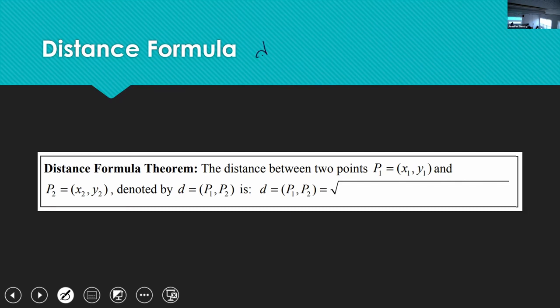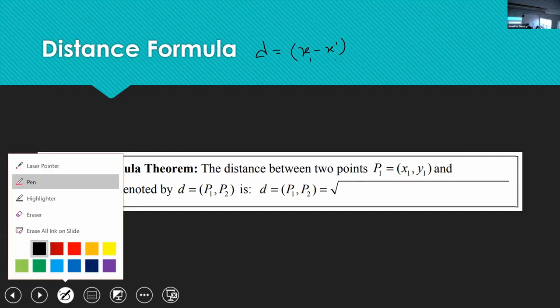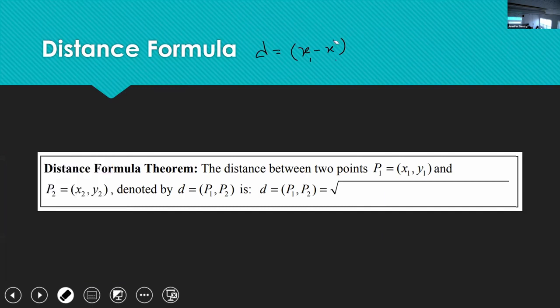Under the radical, X minus X quantity squared, right? Because that's that X distance. What did we add to it? Plus Y1 minus Y2 squared. Perfect. Okay.